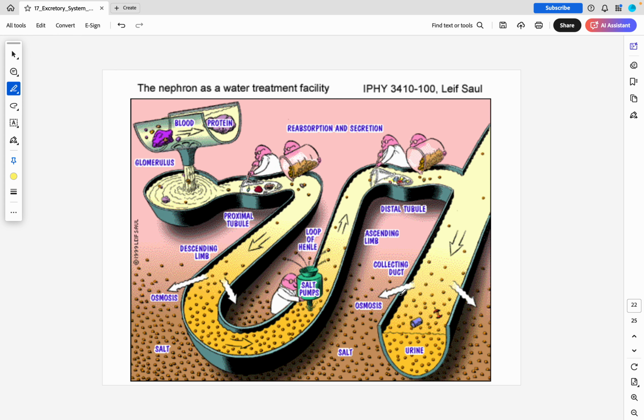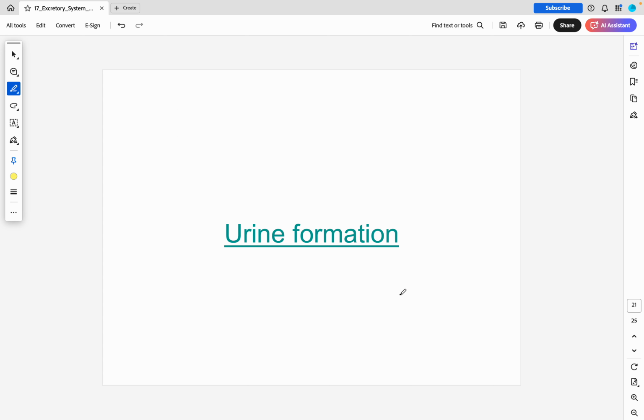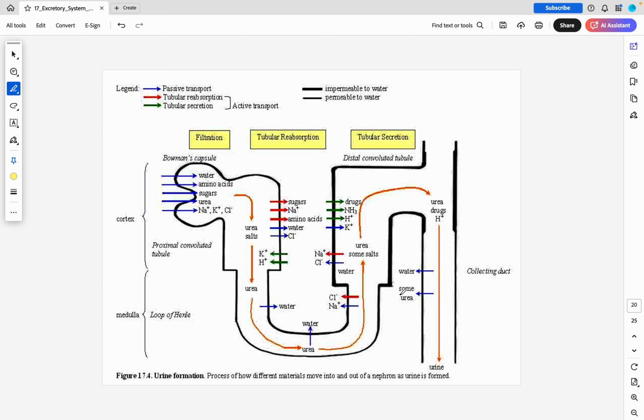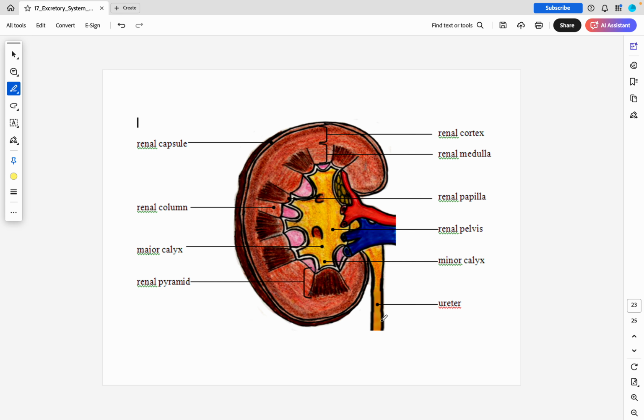This is just a cartoon representation of what's happening. But you have to take note of the components that are either reabsorbed or secreted, and which structures of the nephron are the sites for these reabsorption and secretion processes.